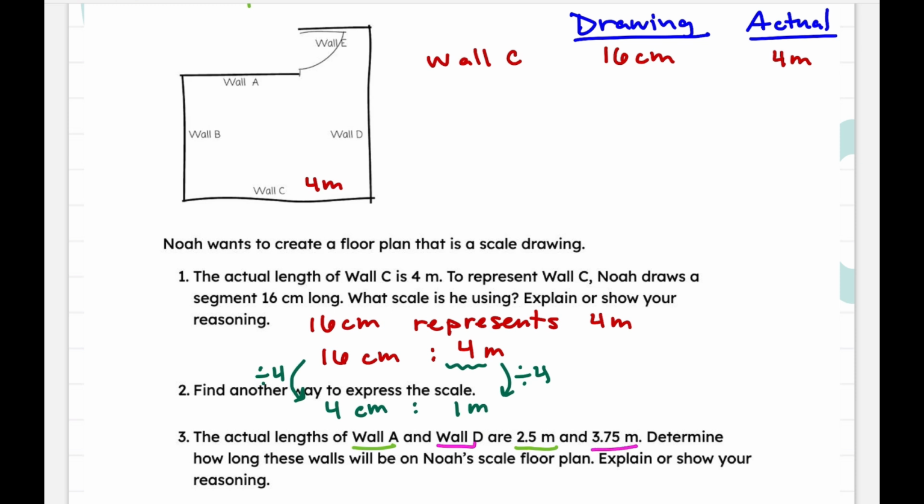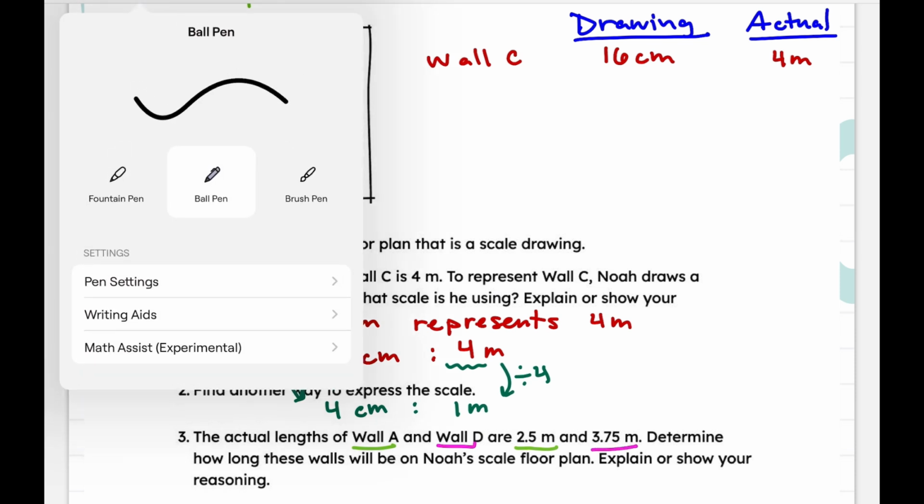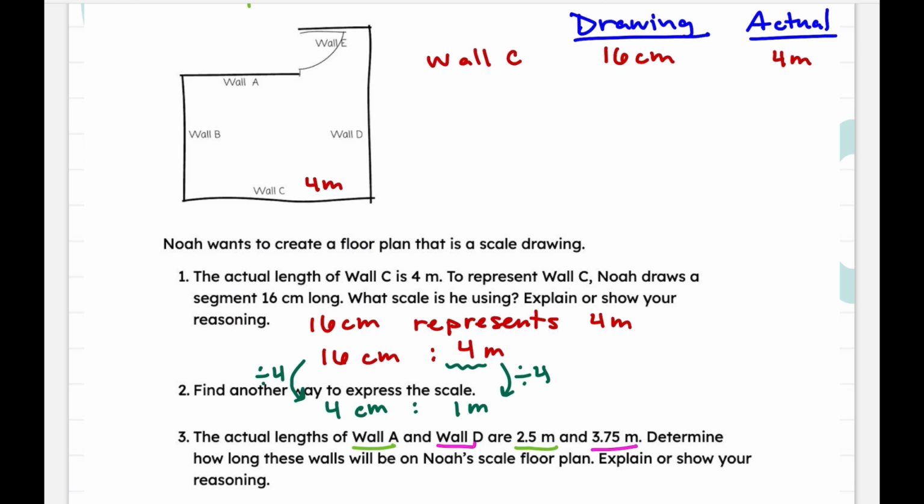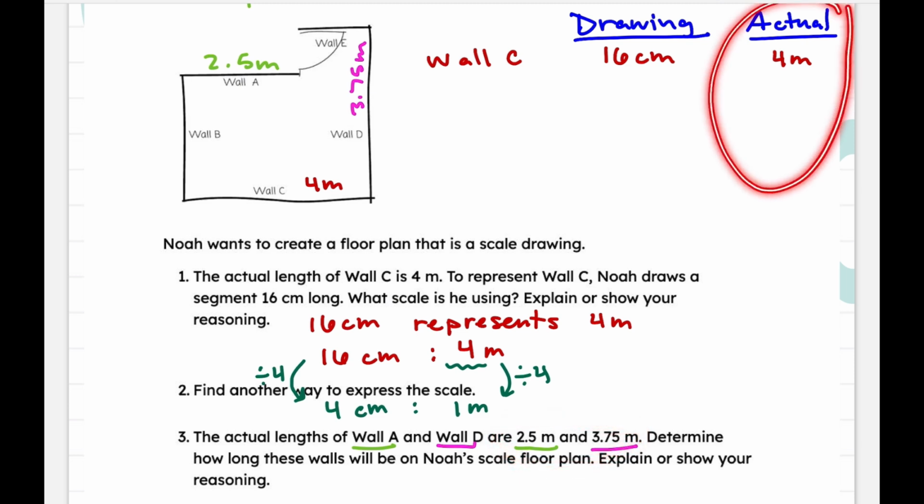Again, I'm going to put that information in two different places. I'm going to put wall D and list that right here as 3.75 meters. And wall A is 2.5 meters. Just because I want to label my diagram, it's going to make this problem easier to think about. But I also want to list those measurements. Again, these are actual lengths in the bedroom. So I want to put these actual lengths in my actual column.